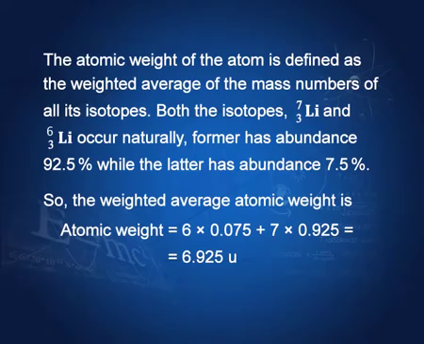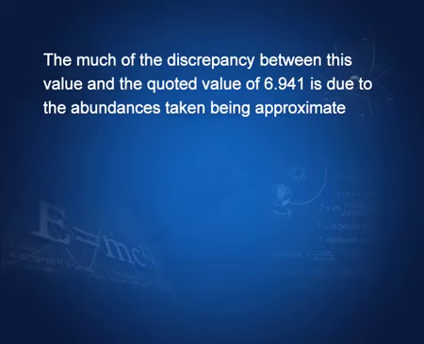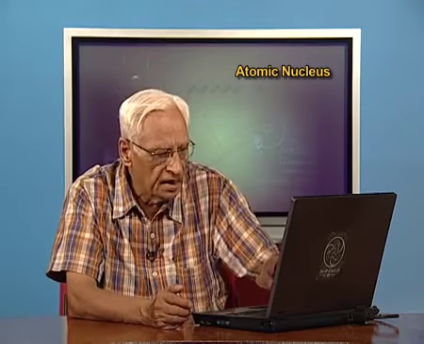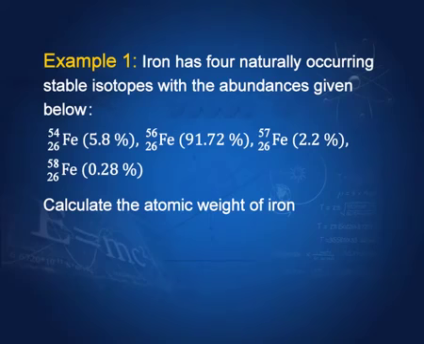This is 92.5%, this is 7.5%, and if you add, you get 6.925 U. Much of the discrepancy between this value and the quoted value 6.941 is due to the abundances taken being approximate. We have taken 92.5% and 7.5%; they differ slightly from these numbers, and that is why the actual number is 6.941 and not 6.925.